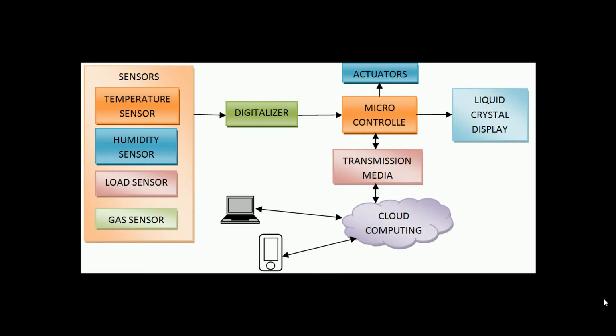And next, it can send the values to the transmission media, and from the transmission media to the cloud computing. It will send the values to the cloud, and from the cloud we can see the values through laptops or mobile phones, and we can control the things using the same laptops and mobiles. The request is sent back again to the cloud, and through the cloud to the transmission media, the microcontroller, and the microcontroller will send the data to the actuators.